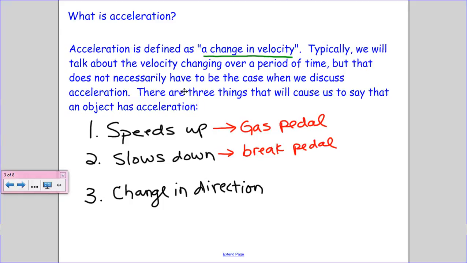Anytime you step on the brake pedal, you are lessening your speed. You are changing your velocity. So you are accelerating. And finally, a change in direction comes from your steering wheel.